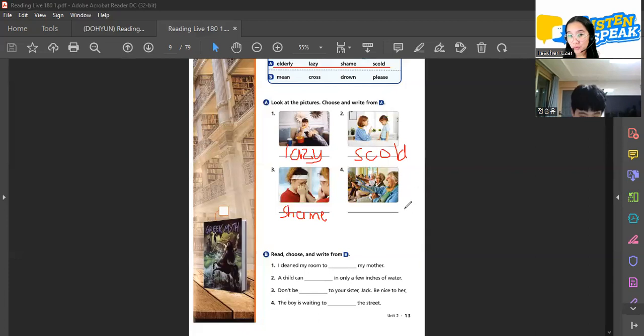How about number four? Elderly. Yes, number four is elderly because, as you can see, those people have white hair. All of them have white hair, and it also indicates that they are old. Okay, you all got the correct answers. So let's start with letter B. Number one.